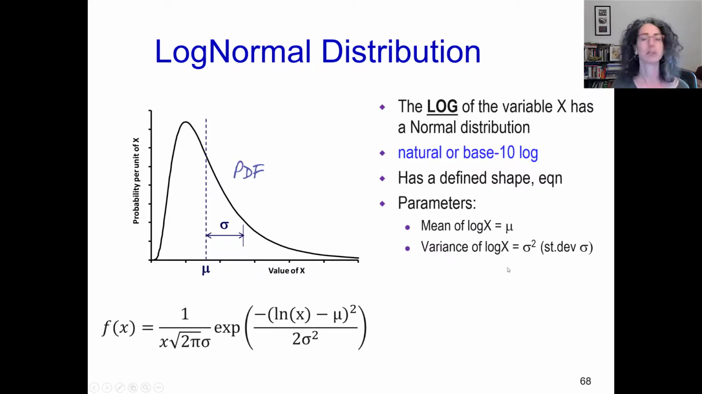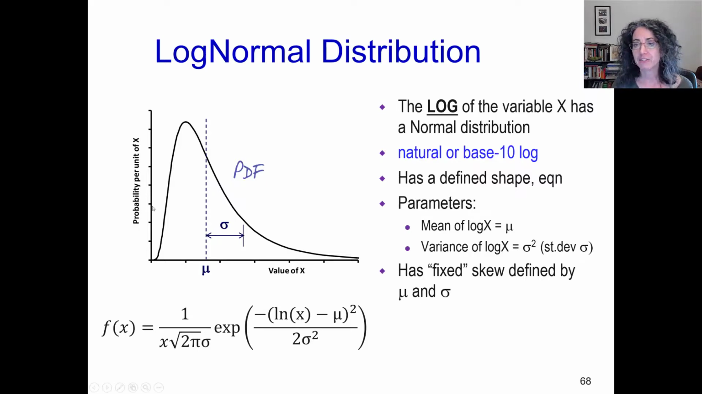The parameters are a mean and a standard deviation or variance, but it's the mean of the log of x and the variance of the log of x, or standard deviation of the log of x. A quick add-in here, note that the mean of the logs is not equal to the log of the mean when you're using data to estimate parameters. So that's an important point to note when you're doing the workshop this afternoon.